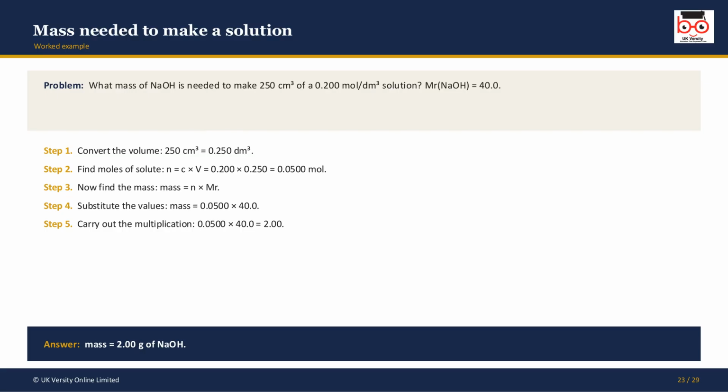Here's one that combines two equations. What mass of sodium hydroxide is needed to make 250 cubic centimeters of a 0.200 moles per dm cubed solution, given Mr is 40.0? Convert the volume first. 250 cubic centimeters is 0.250 dm cubed. Now find the moles of solute. N equals C times V. So 0.200 times 0.250, which is 0.0500 moles. Then switch to mass equals N times Mr. That's 0.0500 times 40.0, giving 2.00 grams of sodium hydroxide.